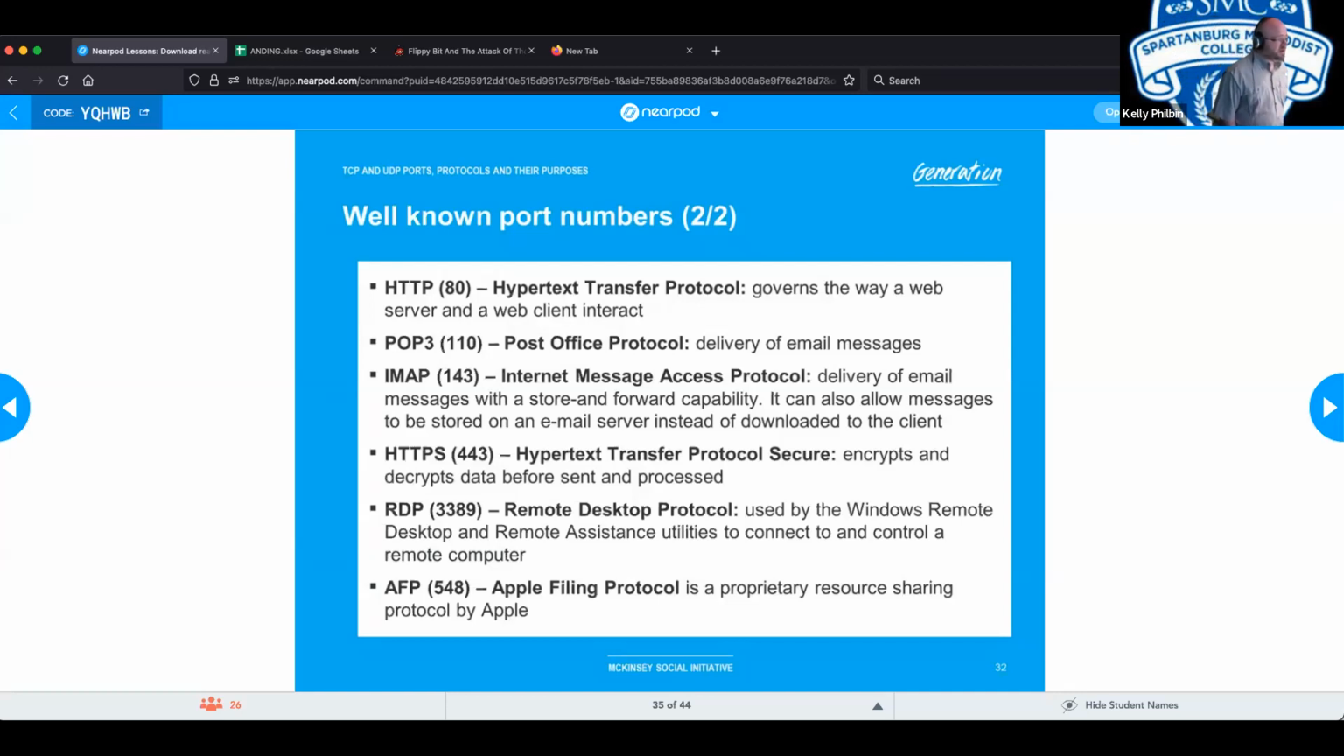After that, we get into our email receiving protocols, two of them. So remember, we have POP3, which is off port 110. That stands for Post Office Protocol, and that is to receive email messages. And then next we have IMAP, which is Internet Message Access Protocol, for the delivery of email messages with store and forward capability. It also allows messages to be stored on an email server instead of downloading them specifically to the client like you would have to with POP3.